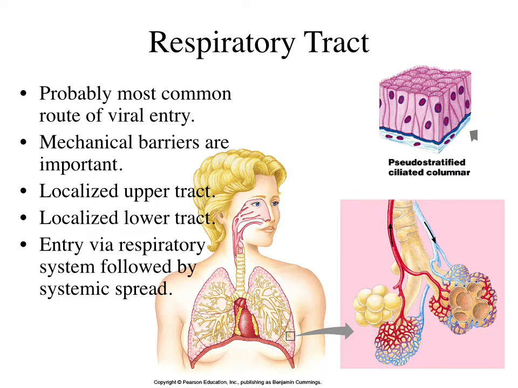And then we have some viruses that will enter through the respiratory tract, but then they're spread systemically through the body. So German measles, mumps, hantavirus, we don't necessarily think of those as being respiratory viruses because the symptoms that we see in a sick individual are not associated with the respiratory system. But those viruses all enter through the respiratory tract and then spread.